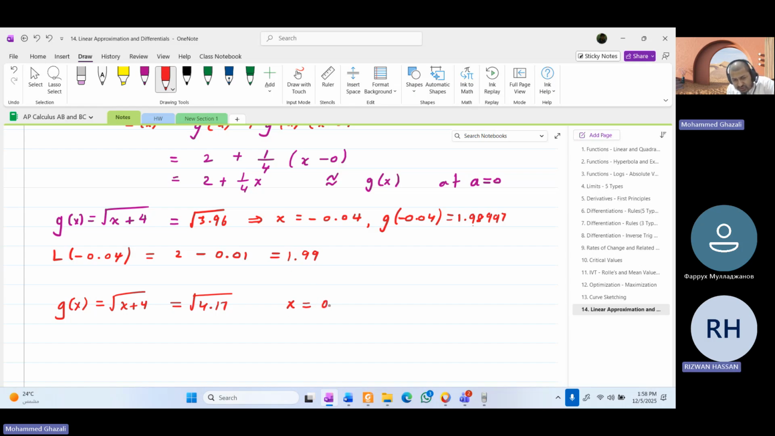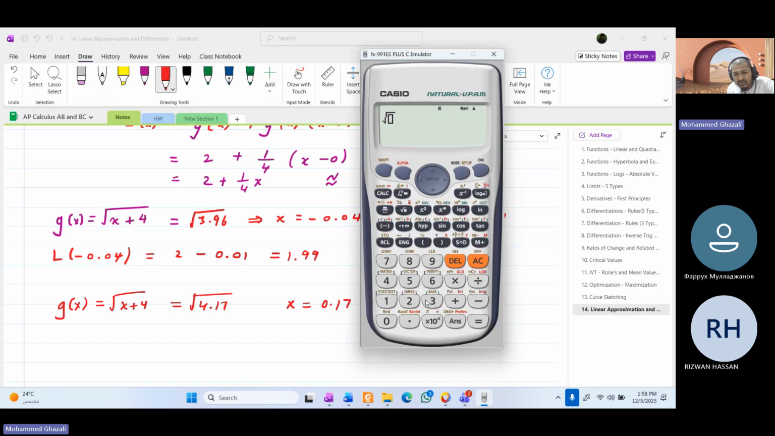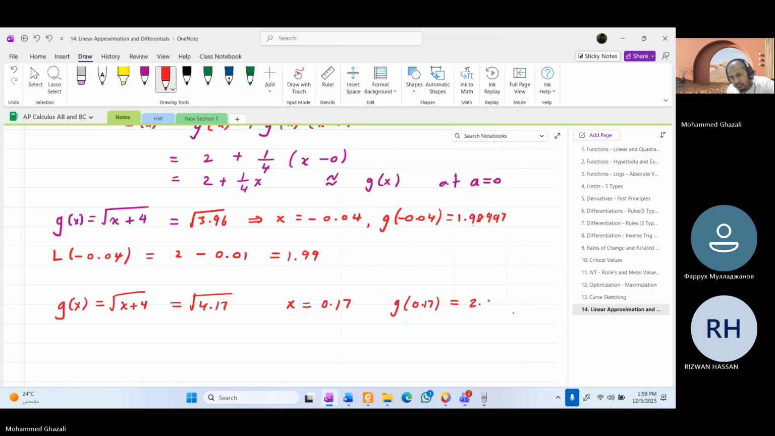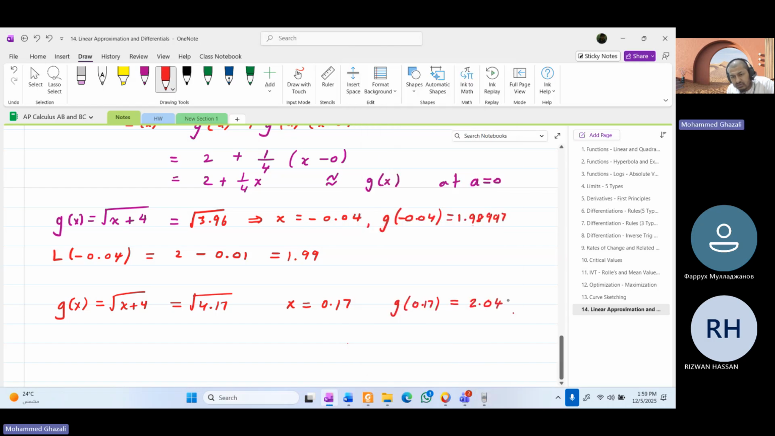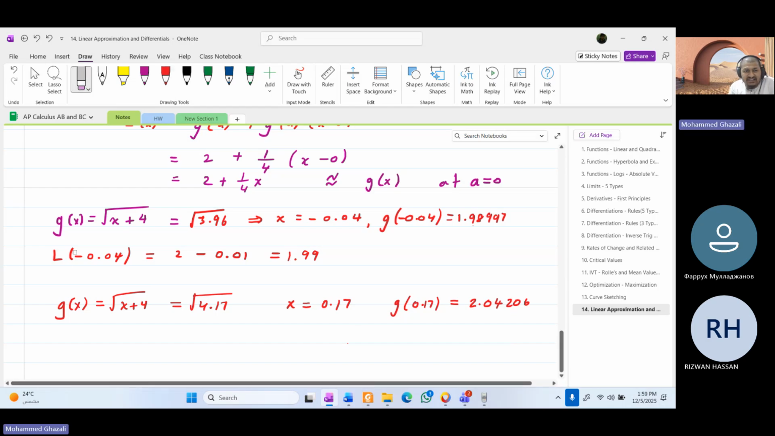So now x is equal to 0.17, right? So if I try to find g of 0.17, I'm getting an answer of square root of 4.17. In this case, I'm getting an answer of 2.04206. Okay, that's the actual answer. I don't want the actual answer. I want the linearization answer.